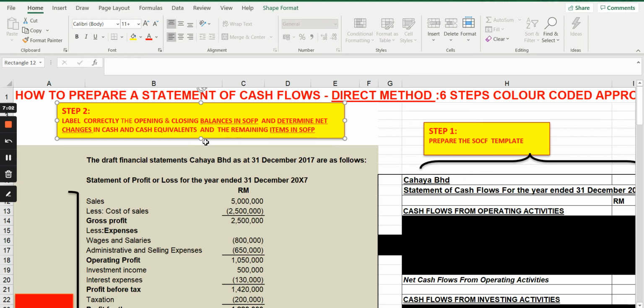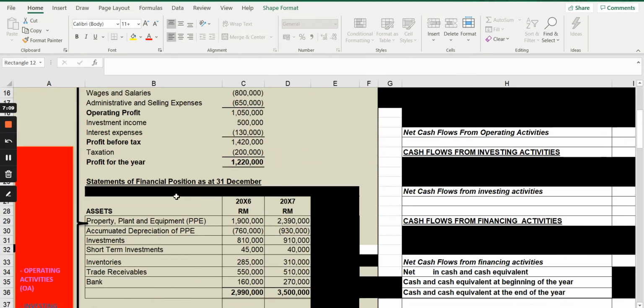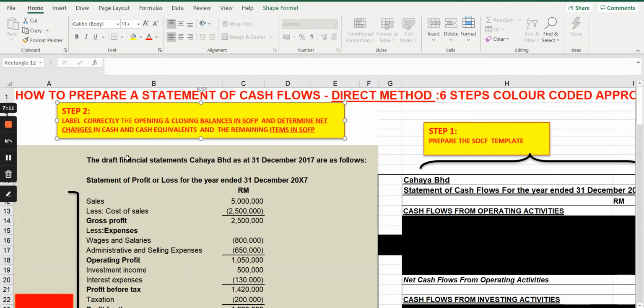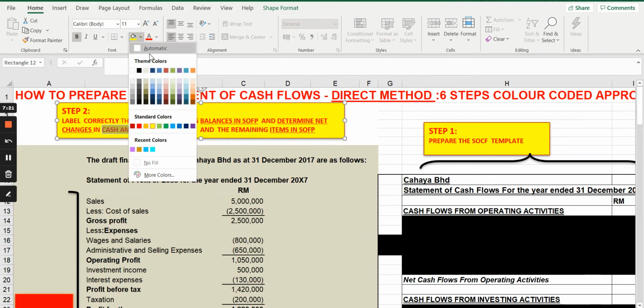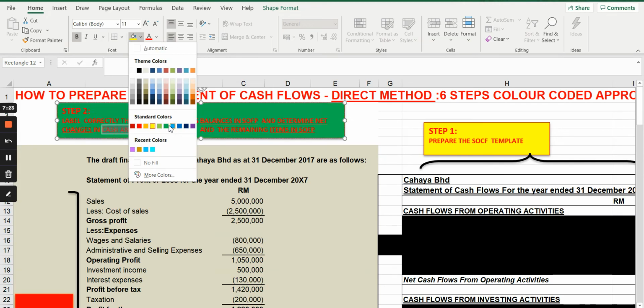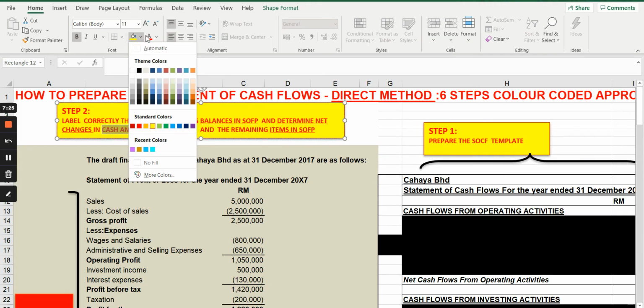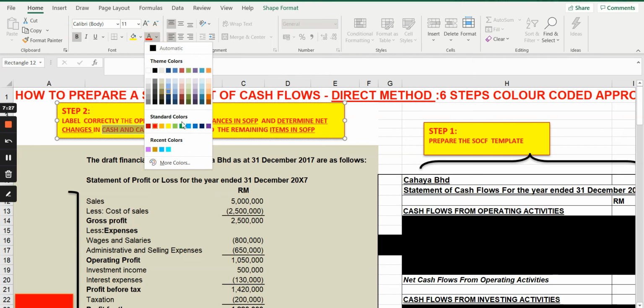Second step is that you're going to label correctly the opening balance and the closing balances given in the statement of financial position, which is the one here, also called balance sheet. And later you're going to determine the changes in this cash and cash equivalent. So cash and cash equivalent is the first thing that you need to determine to give you some confidence of how to prepare a cash flow. So we're going to calculate that.